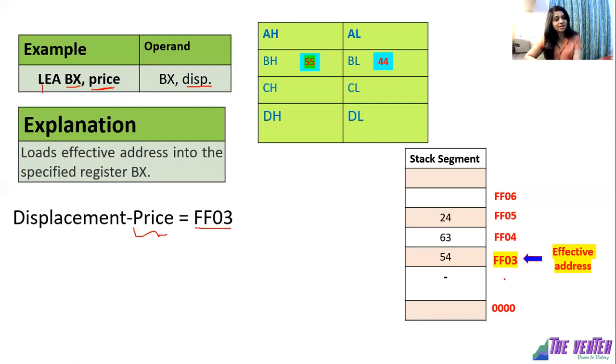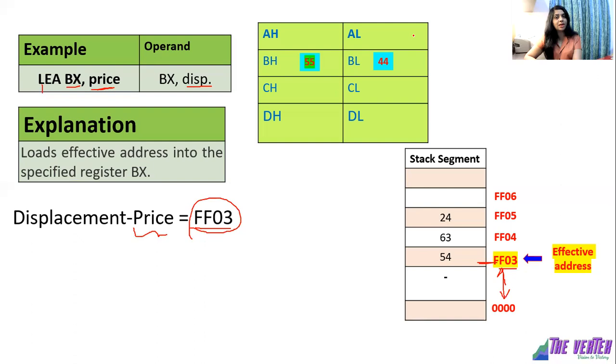What is effective address? Effective address is the distance of any required memory location which we want to access, which we want to read, or which we want to write. That is, the required memory location from the base location. That means this is displacement, or you can say this is distance, or this is effective address. The instruction says load this effective address into BX register.